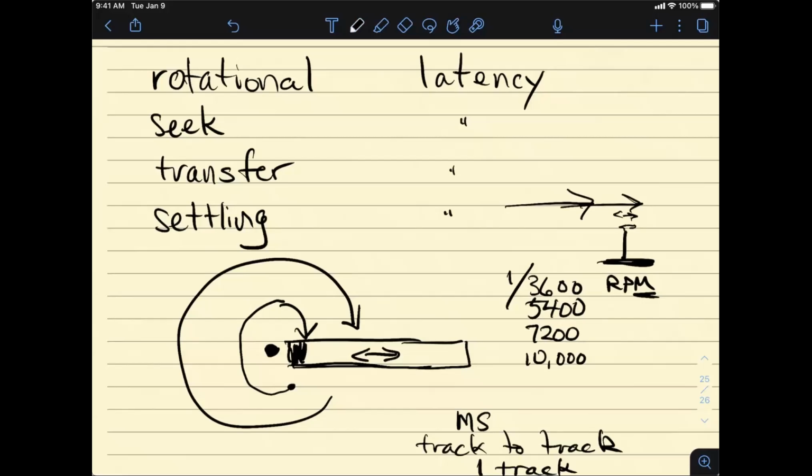So settling might be, if this is the head, the shiny bit's the head, settling might be, and then it's settled. Do you see it's a little settling, and then you're ready to go.